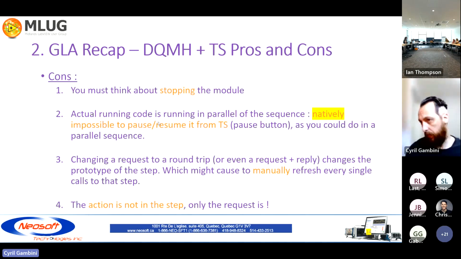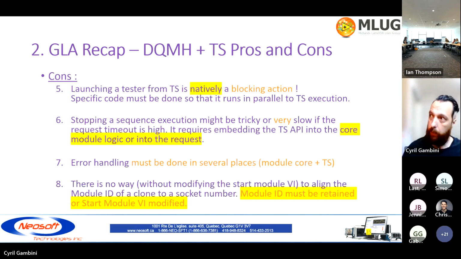And also, if you are changing a request to a request-reply because you didn't think about calling your module in TestStand at first, it will change the prototype, and changing prototypes of steps called in TestStand can be a nightmare. You may have to manually refresh every single call to that step, and it's quite long and not a fun thing to do. And so again, the action is not in the step, only the request is. As I said before, launching a tester is a blocking action from TestStand, so you have to think about how you want to launch a tester from TestStand, or otherwise you would just be blocked and you will have to abort the execution.